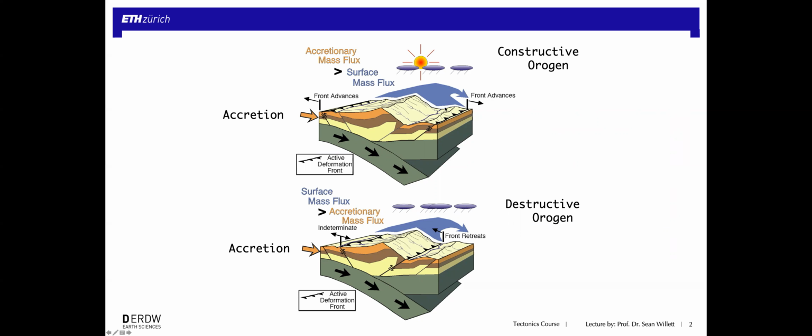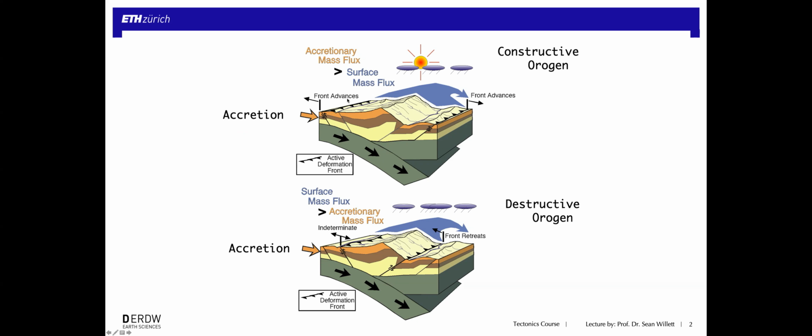If it's in a constructive state, that means that this front must be propagating outward, away from the mountain belt. If it's in a destructive state, it must be moving inward. And if it's at a steady state, it should be constant, fixed in space, right? So that's kind of key.